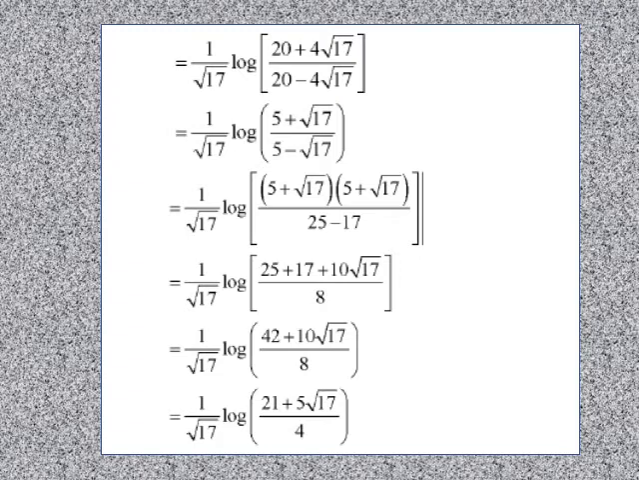So dividing by 4, we got 1 upon root 17 log of (5 plus root 17) upon (5 minus root 17). Since there is a square root in the denominator, we have to rationalize. So multiplying and dividing by 5 plus root 17, we are getting 1 upon root 17 log of (25 plus 17 plus 10 root 17) upon (25 minus 17), that is 8. So this on simplification gives 1 upon root 17 log of (21 plus 5 root 17) upon 4. Clear? So pause and note down the solution.